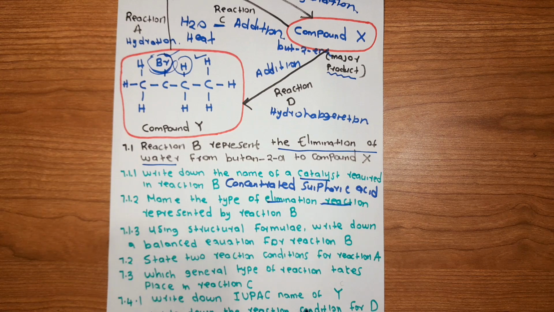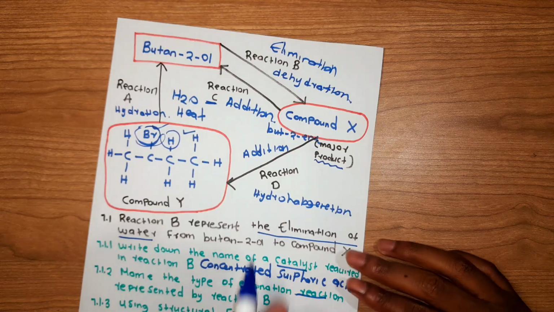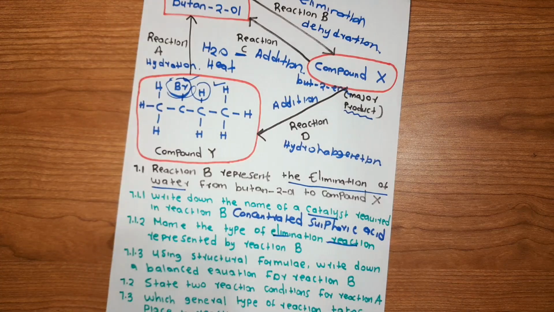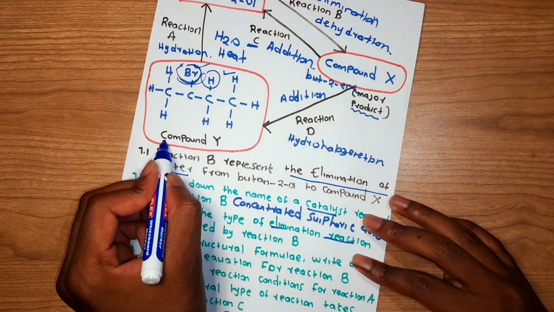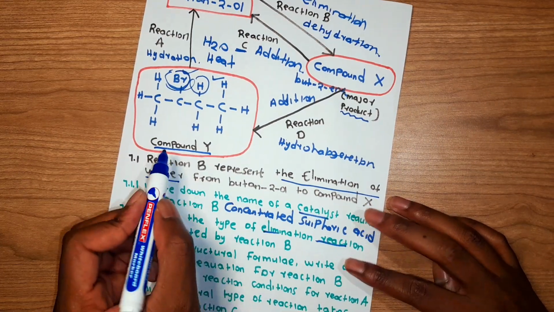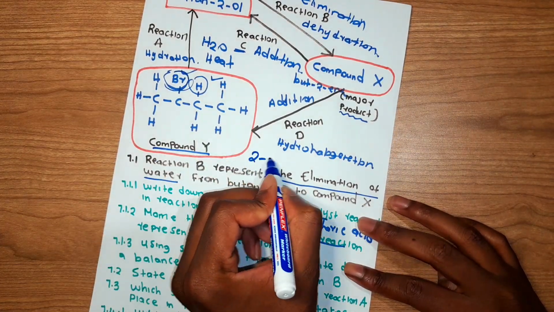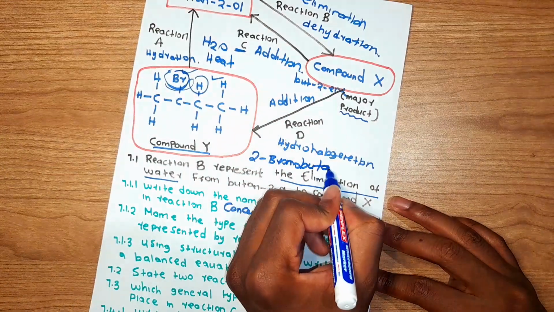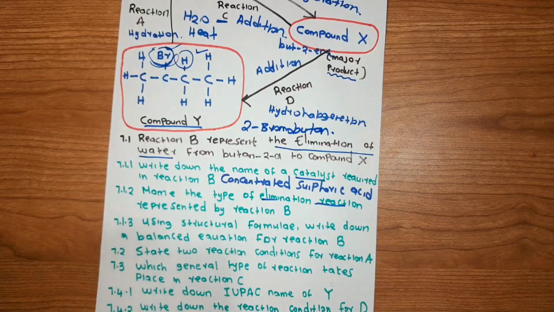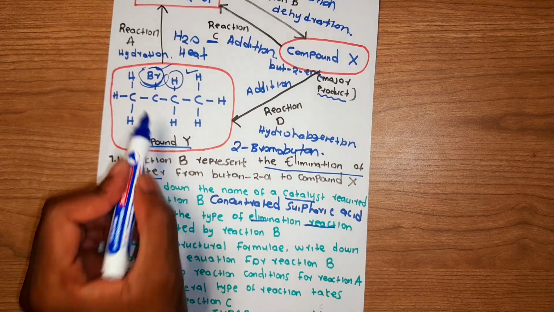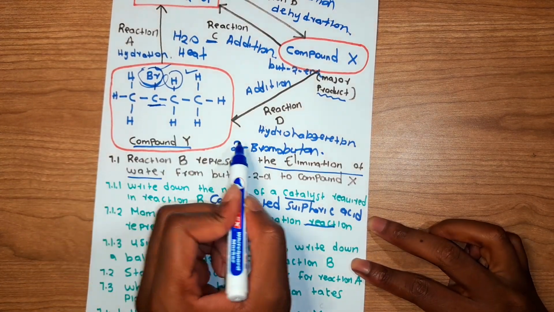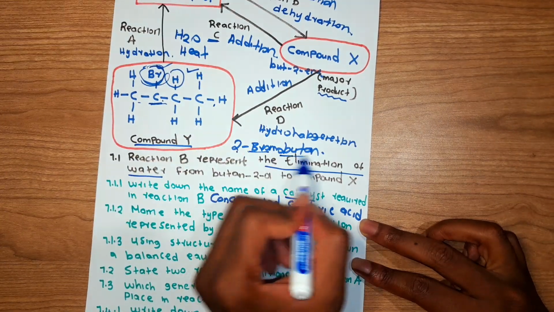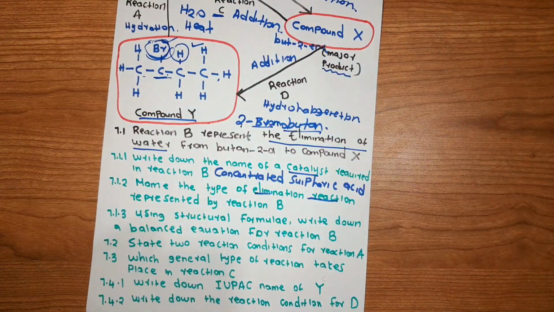Write down the IUPAC name of Y. We have done it. The IUPAC name of Y. Oh, we did not do it. Y. What is Y? Y is going to be 2-bromo-butane. I don't want to talk about this. I've covered it in another video, but because the bromo is on carbon number 2, it's 2-bromo, and 1, 2, 3, 4 is butane, right?